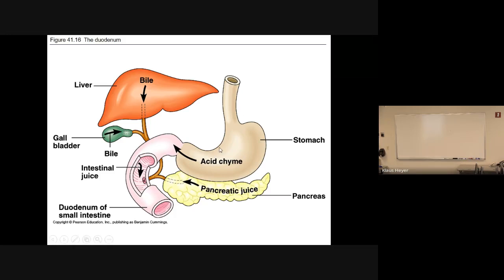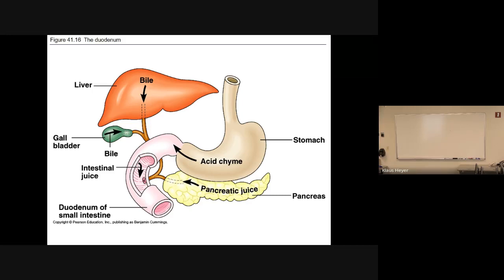So here's the stomach in brown. Here's the beginning of the small intestine in pink. You do not have to learn this word duodenum yet this semester. You will though, I promise you, but not now. So here's the small intestine in pink. So look at this other stuff. Look at these three accessory organs. Notice that there's tubes. They're small, not tubes, they're ducts. There's ducts running to the small intestine. There's one running from the liver, there's one running from the gallbladder, and there's one running from the pancreas, all into the small intestine.